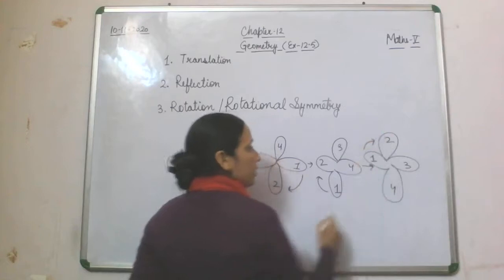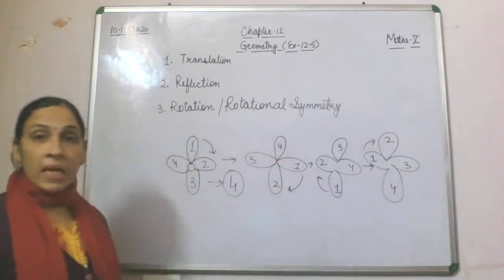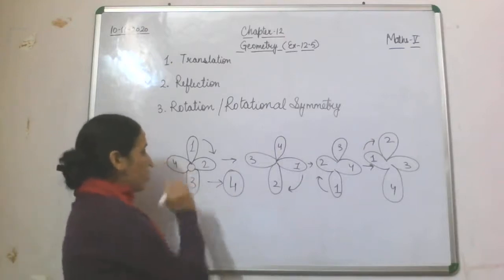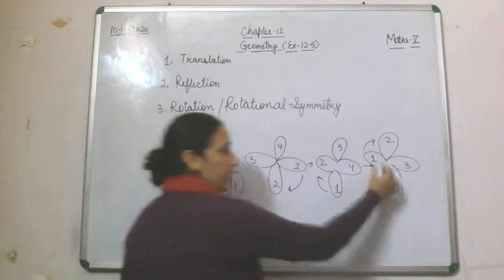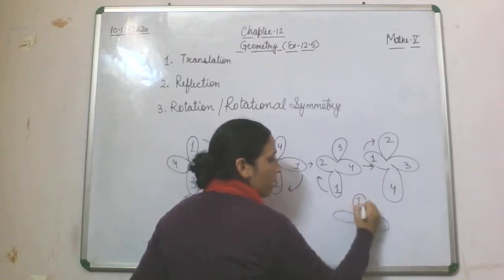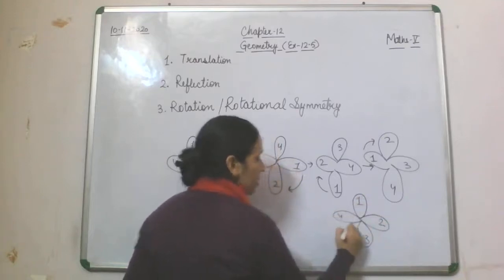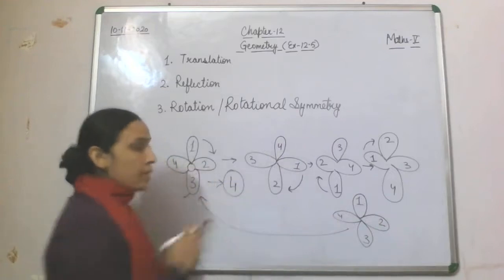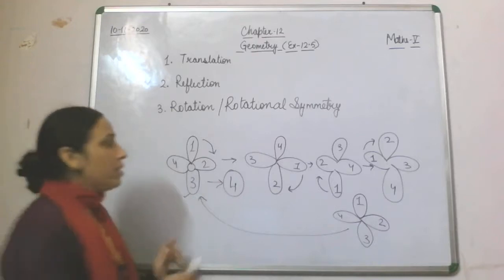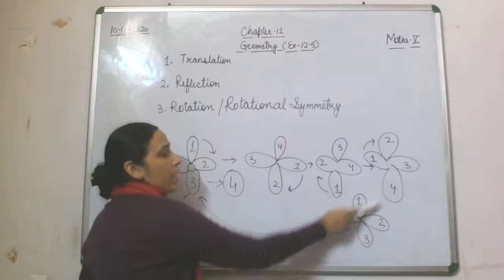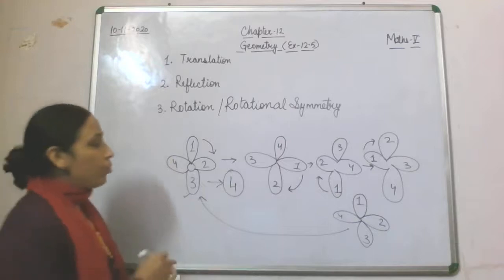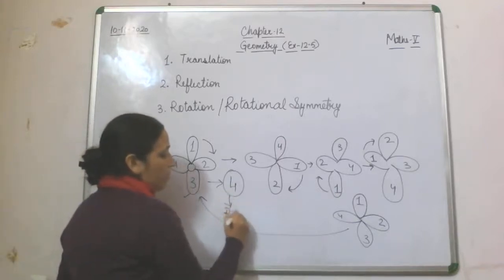Again when I rotate it, you have to rotate that particular figure up to the extent that you get the original one. Now when I rotate this one, you will see that you get the original one, 1, 2, 3 and 4, which is the same as this. So how many times have we rotated this figure? 1, 2, 3 and 4 to get this original one. So here the rotational symmetry will become 4.